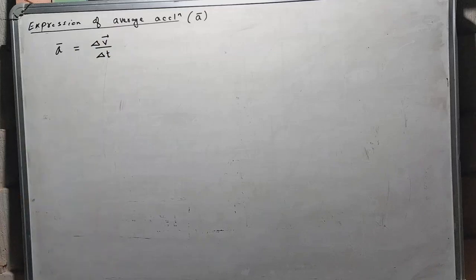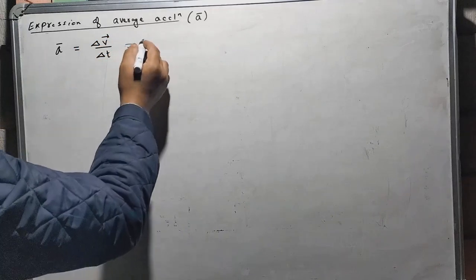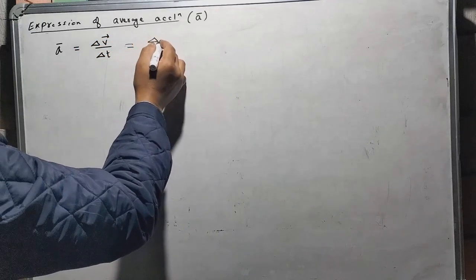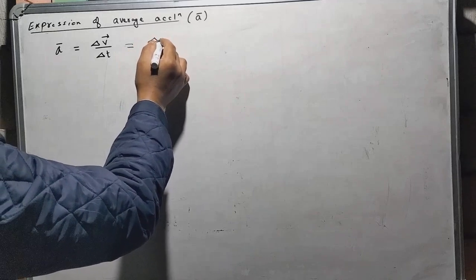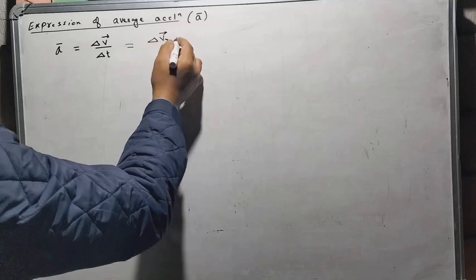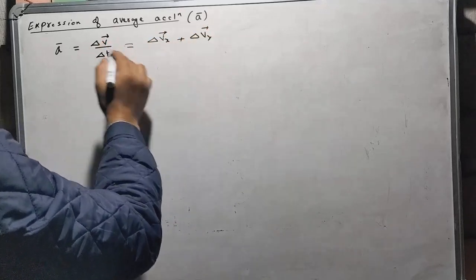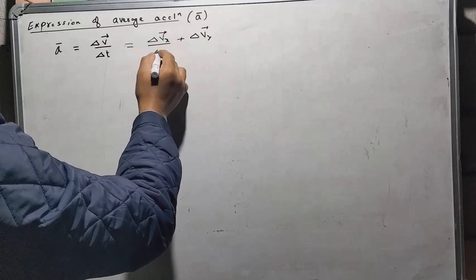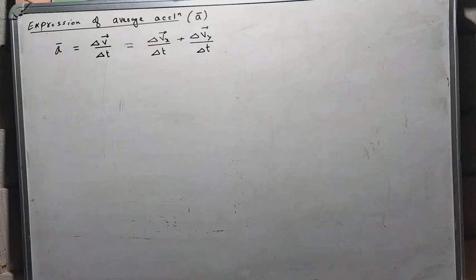Okay, look. Instead of delta V, I will write delta Vx plus delta Vy in terms of these, these are the components of velocity. Okay, so we split the denominator. Fine.